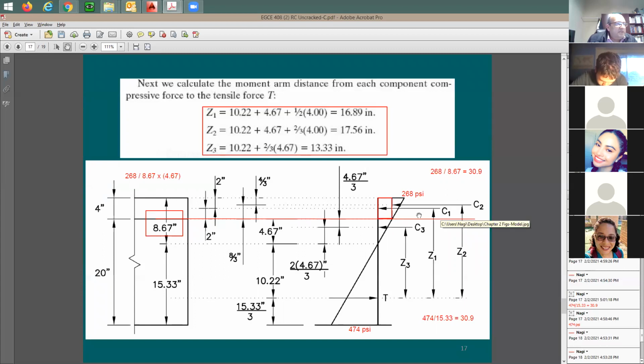So C1 is going to be equal to the stress at this line, multiplied by the depth 4 inches, multiplied by 20 inches for the flange width. This is going to be C1. C2 is going to be this triangle, which means 268 minus 144, right? Because 268 is going to be the whole thing. This triangle is going to be 268 minus the 144 times 20 inch for the width times 4 inch for the depth, divide this by 2 because it's going to be a triangle.